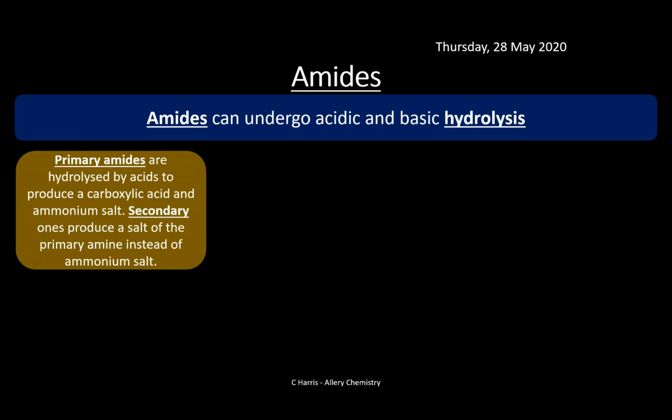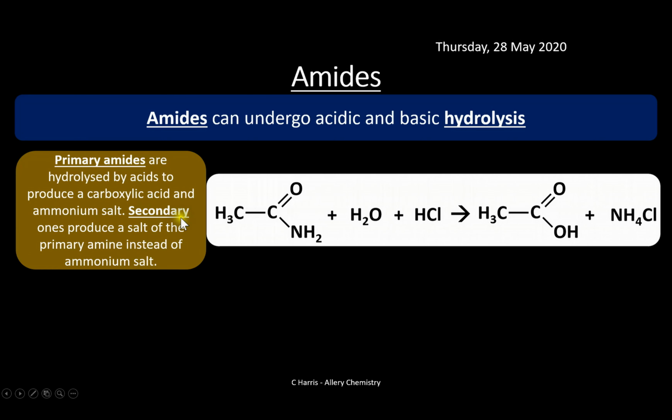So primary amides are hydrolyzed by acids to produce a carboxylic acid, remember it's a derivative of that, and an ammonium salt. And secondary ones can produce a salt of the primary amine instead of an ammonium salt, so they're very, very similar. So let's have a look at the reactions here. So here we go. We've got our primary amide here. This is a primary one.